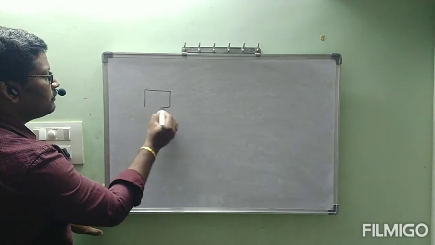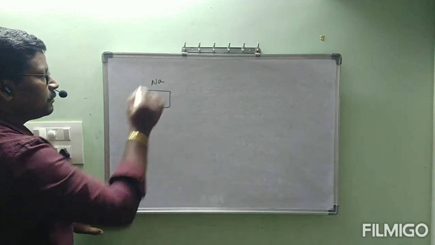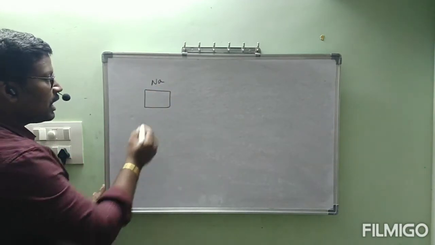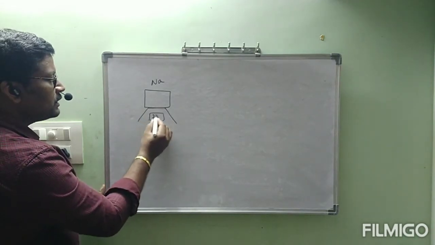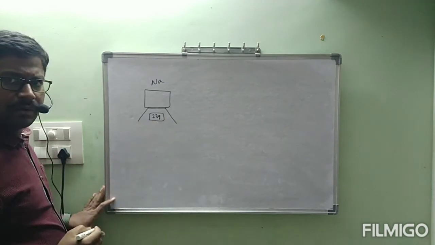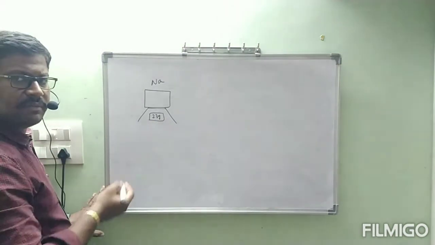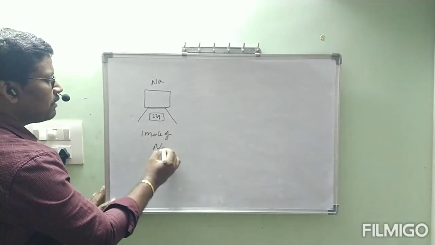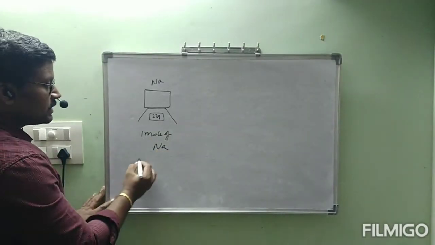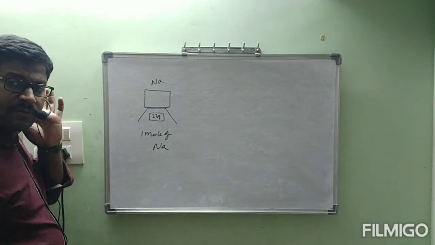This piece of sodium, I kept on a weighing machine. This weighing machine shows 23 grams. What is the meaning of that? This contains 1 mole of Na, meaning 6.023 × 10^23 atoms of sodium.